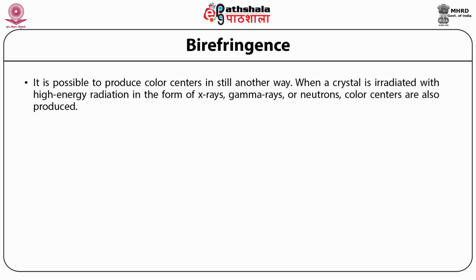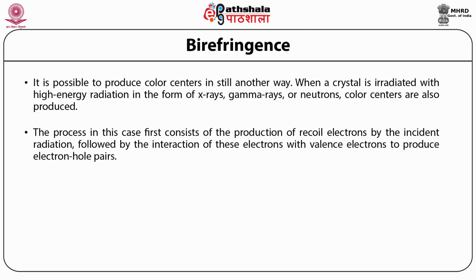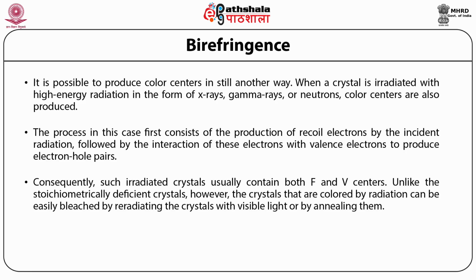It is possible to produce color centers in still another way. When a crystal is irradiated with high energy radiation in the form of X-rays, gamma rays or neutrons, color centers are also produced. The process in this case first consists of the production of recoil electrons by the incident radiation, followed by the interaction of these electrons with the valence electrons to produce electron-hole pairs. Consequently, such irradiated crystals usually contain both F and V centers.